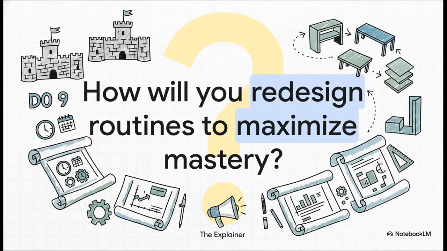So you see, we really have this beautiful harmony between two policies. DO 9 essentially builds the fortress. It protects our academic terms and our instructional time. Meanwhile, DO 12 gives us the flexibility to arrange the furniture inside that fortress so it works best for our kids' daily needs. So I'll leave you with this to chew on. With your instructional time finally protected and your daily schedules freed up by DO 12, how are you going to redesign your classroom routines to completely maximize student mastery this coming year?